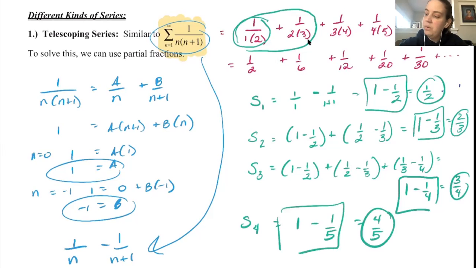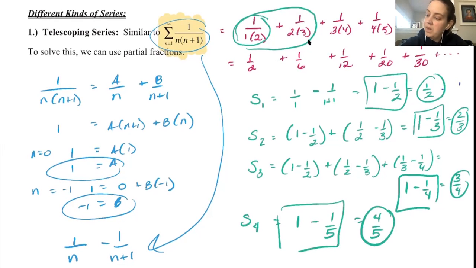Well, how are we getting all of that? Let's back up a moment here. A negative 1/2 and a positive 1/2 cancel out, so you're left with 1 minus 1/3. The negative 1/3 and the positive 1/3 cancel out, so you have 1 minus 1/4. The same thing is going to happen as you continue on.